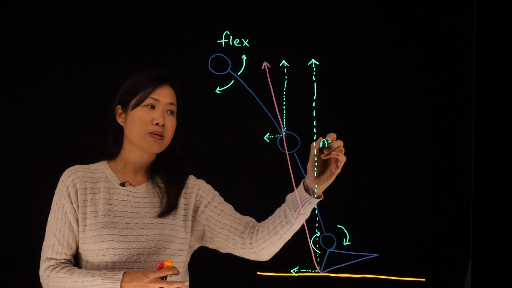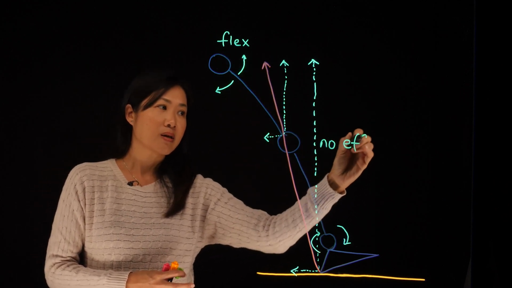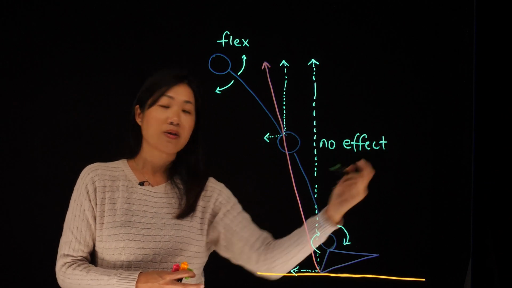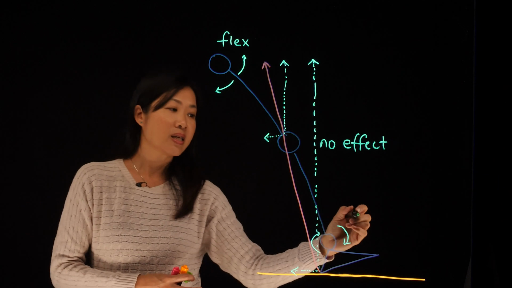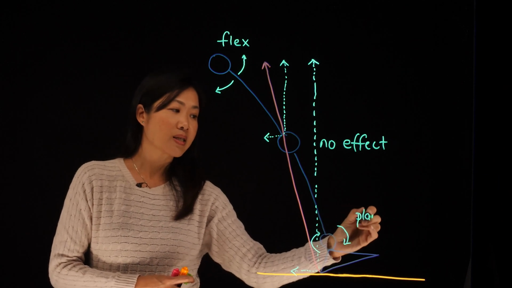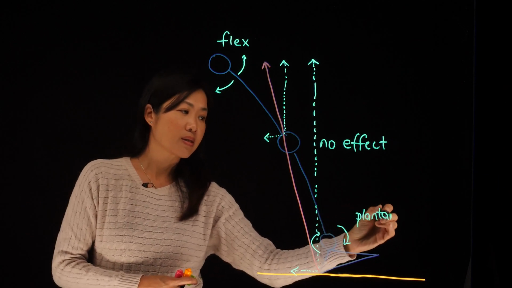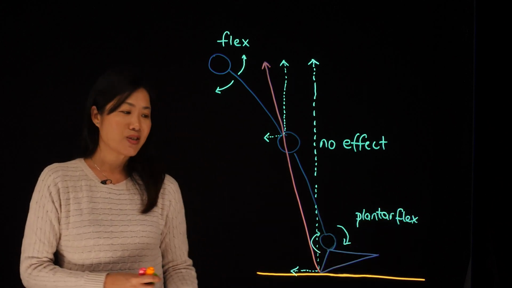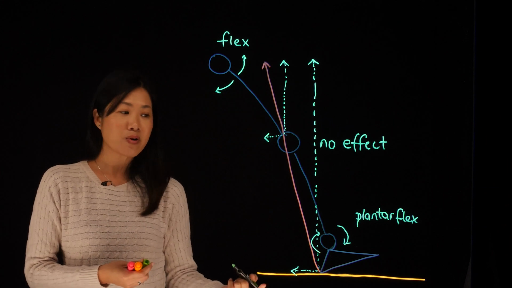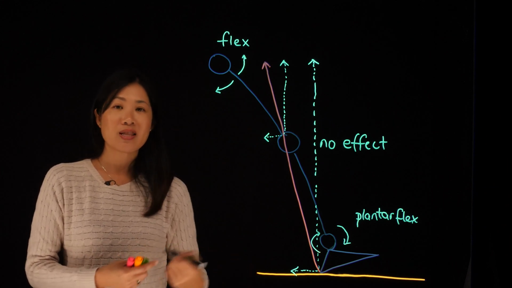In summary, the ground reaction force on this lower limb will flex the hip joint. There will be no effect on the knee joint because the force is going through the knee joint itself, and it is going to plantarflex the ankle joint. So this is how you work out the ground reaction force and its effect on the joints in the lower limb.